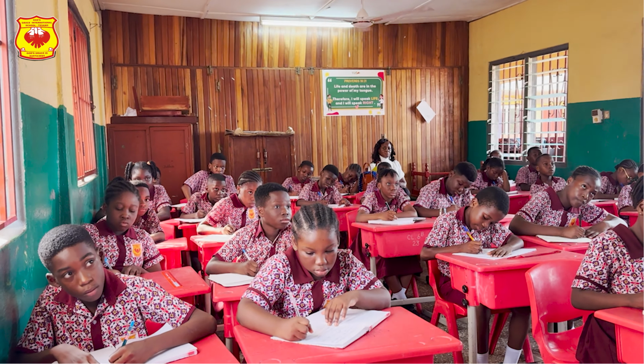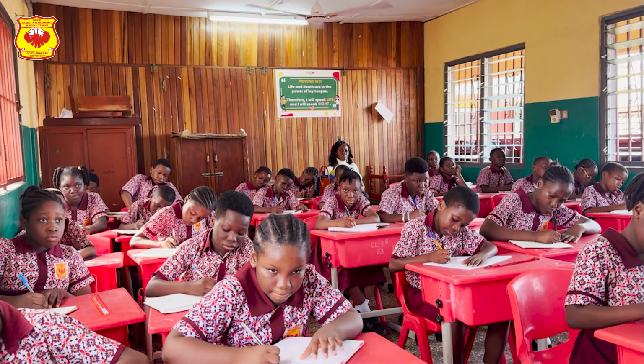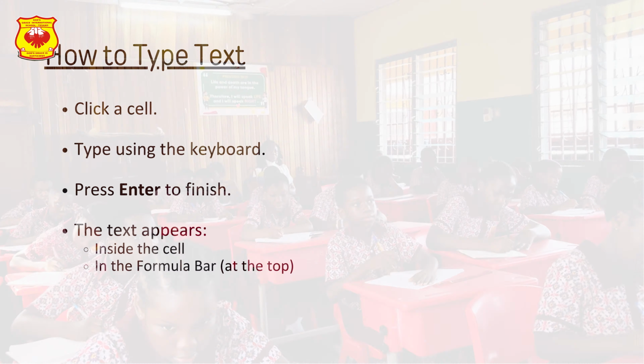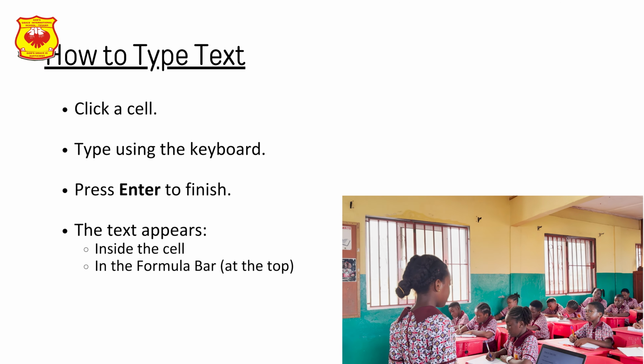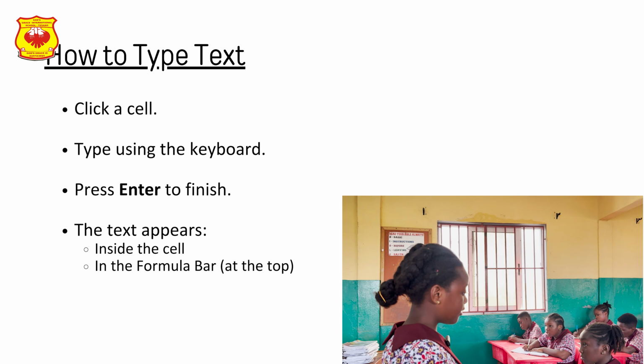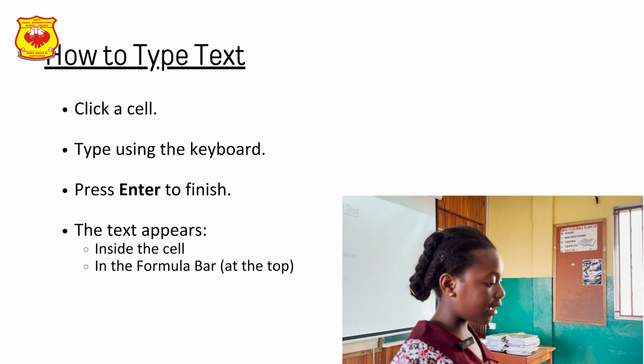How to type text. Click a cell. Type using the keyboard. Press enter to finish. The text appears inside the cell and in the formula bar at the top.